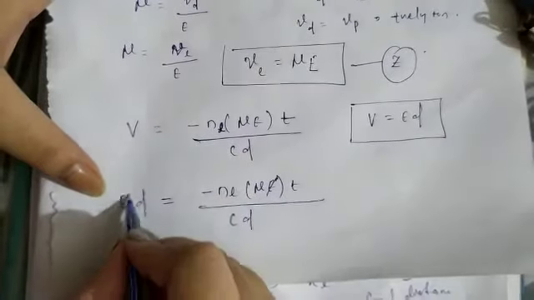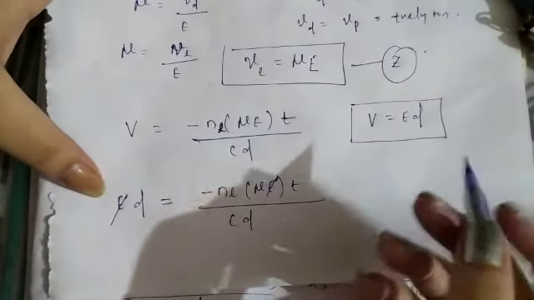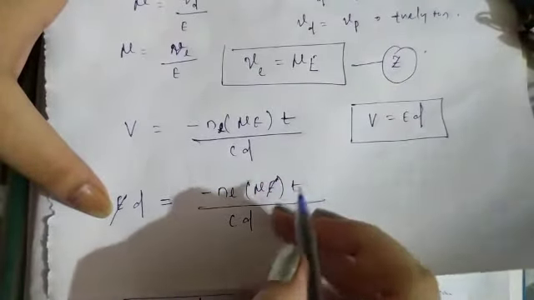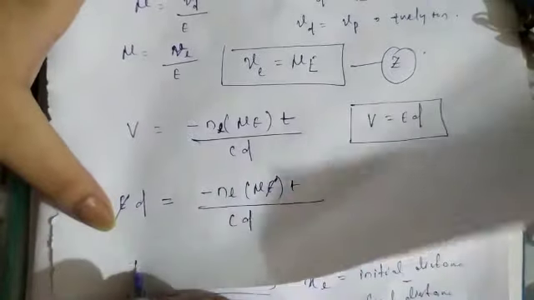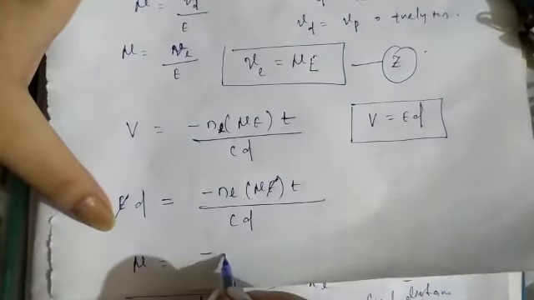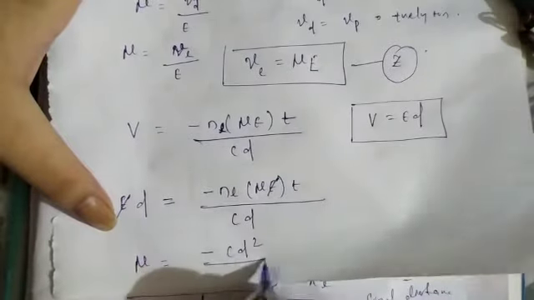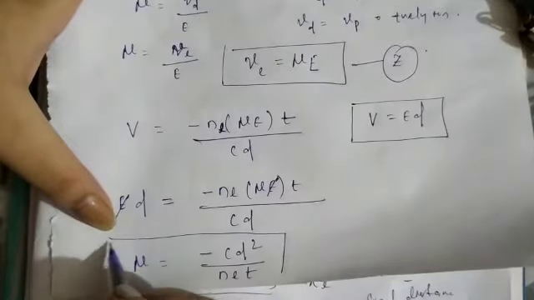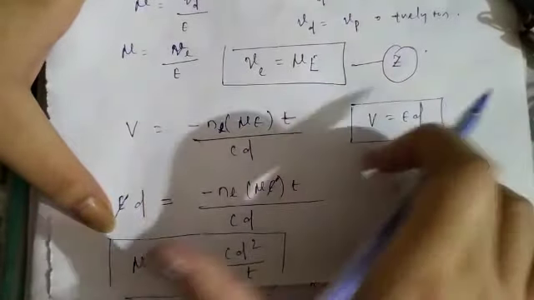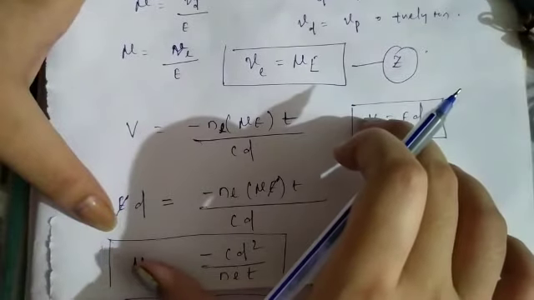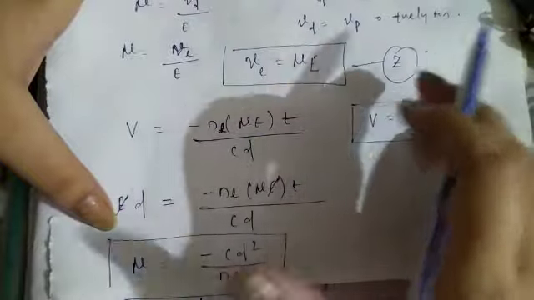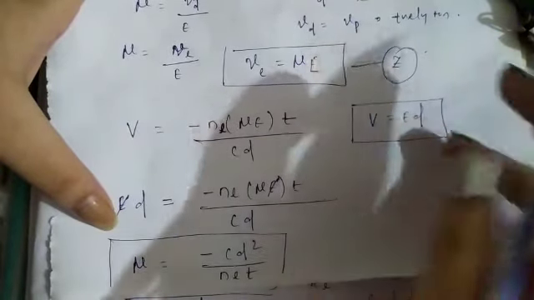So this E and this E cancel out, and there will be d square. So we have the value of mu, which is equal to minus C d square divided by n e t. Mathematically speaking, this is the expression of mobility of a charged particle in the applied electric field. So this is about it.